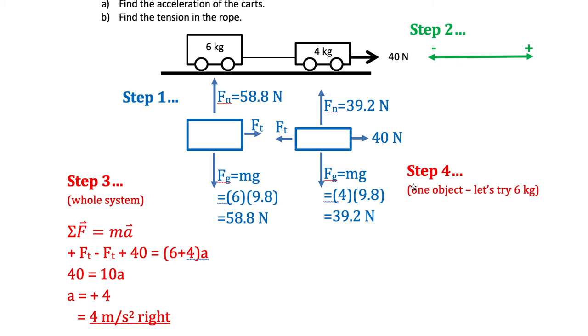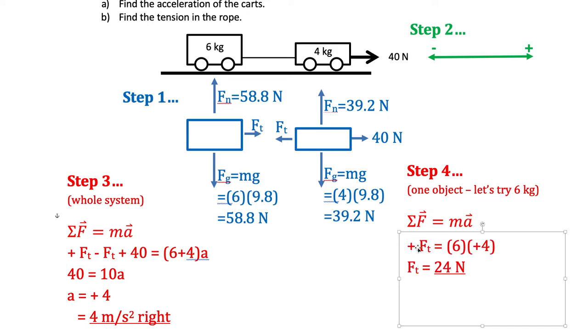We're going to try using the 6 kilogram object. And that might be a smart choice because you can see the 6 kilogram object only has 3 forces acting on it, whereas the other object has 4 forces. So given the choice, I'd rather work with this one. It looks like it's going to be a little less work. Okay, so applying F equals ma to this object. Again, I know normal and gravity are going to cancel out. So all I should have for my sum of forces is just one tension force going in the positive direction. So let's write that down. Here's my one tension force going in the positive direction.